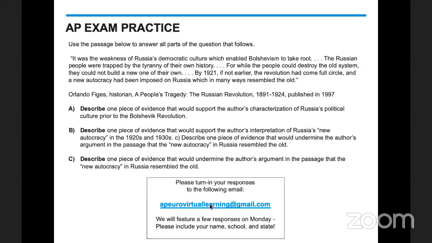This is a very typical, what we call SAQ 1 on the exam, and we'll talk next week about how that's going to play out in May. But if you take a look, send your work to apeurovirtuallearning@gmail.com, and we'll feature some examples on Monday.